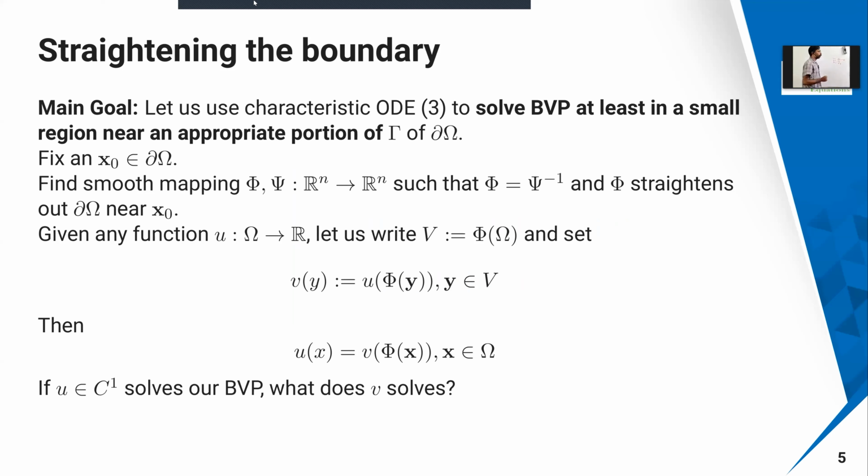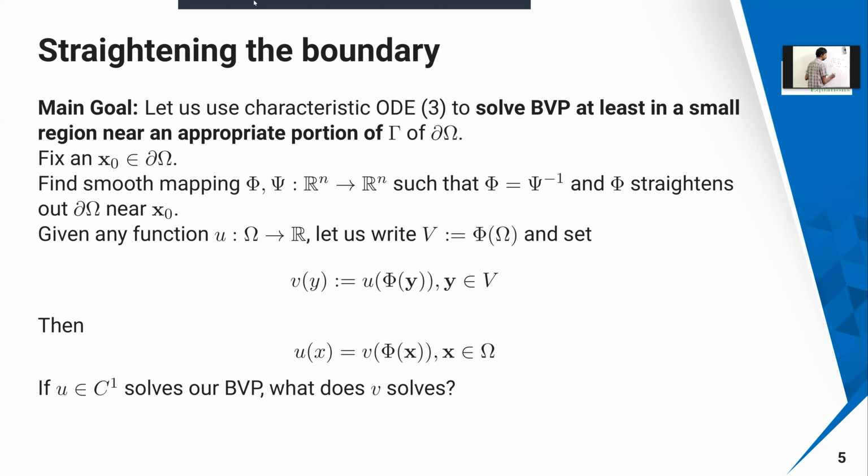In some cases, we can't solve it for the entire domain. So in this one, what we are going to do is straighten the boundary. The main goal of straightening the boundary is this: suppose these three ODEs are there, let us use these characteristic ODEs. We are going to solve the boundary value problem, at least in a small region, near an appropriate point.